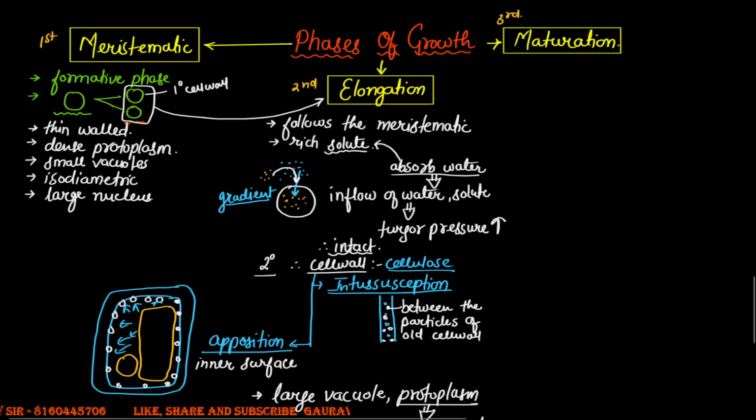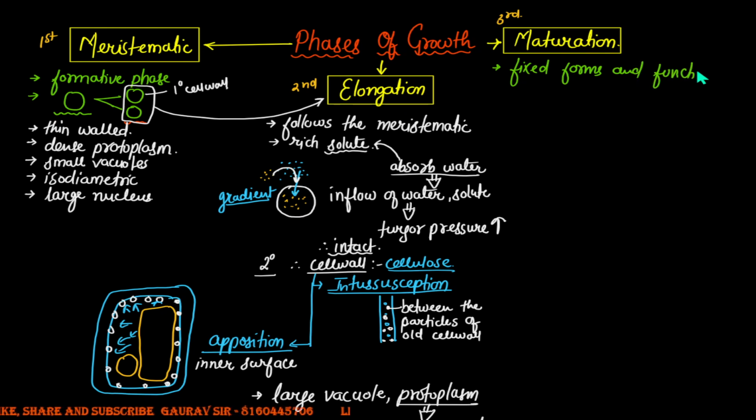Coming to the maturation phase, which happens to be the last phase of growth, we find that elongated cells which have entered the maturation phase will start to take up fixed form and fixed function. The process by which a cell takes up a fixed form and a fixed function is referred to as differentiation.